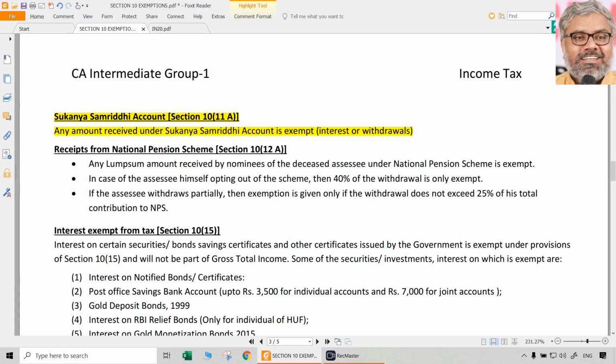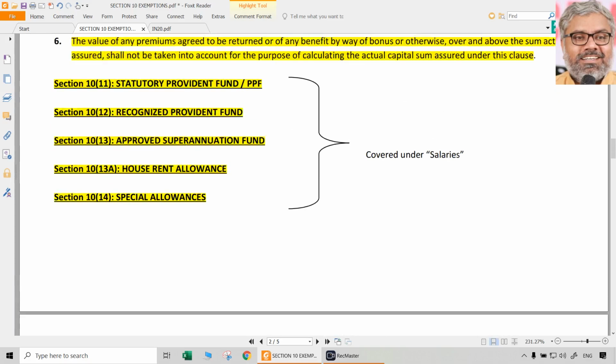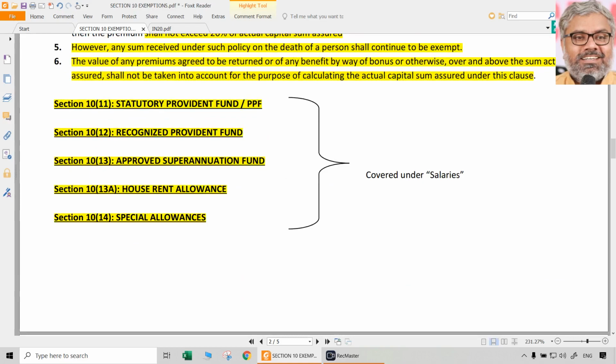Next, National Pension Scheme. Any receipt from National Pension Scheme is exempt under section 10(12A). We are talking about receipts only. Contribution to National Pension Scheme, whether it is eligible for deduction or not, that is again a different discussion. That will be about deductions. That will be chapter 6A deductions. That is when the amount is contributed. Now we are not talking about that. Even when we look at all these things, 10(11), 10(12), 10(13), we are looking at receipts, not payments.